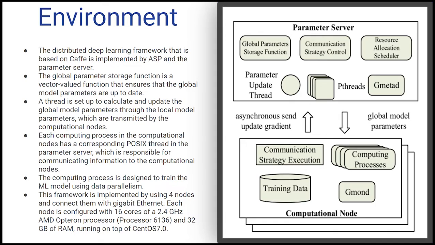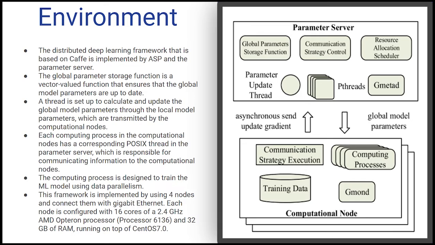The communication between the parameter server and the computational nodes is executed by MPICH, with asynchronous uploading of the gradient, and the global model parameters are sent to the computational nodes in proper sequence. For this experiment, they specifically used 4 nodes connected with Gigabit Ethernet. Each node is configured with a 16 core AMD processor and 32 GB of RAM, and they're running on CentOS.